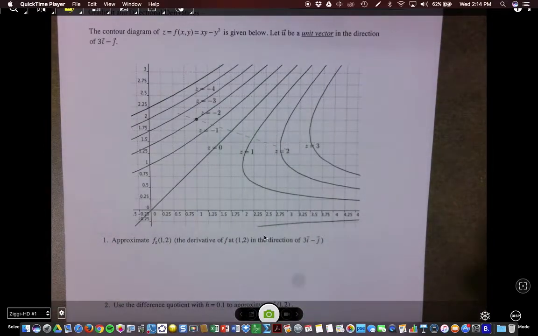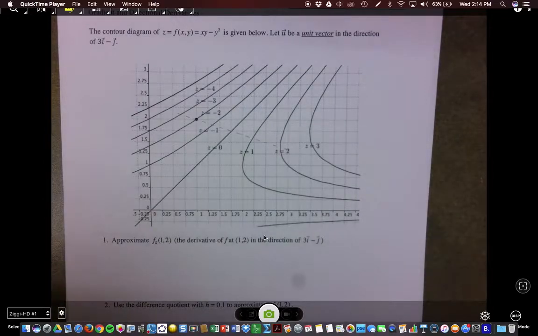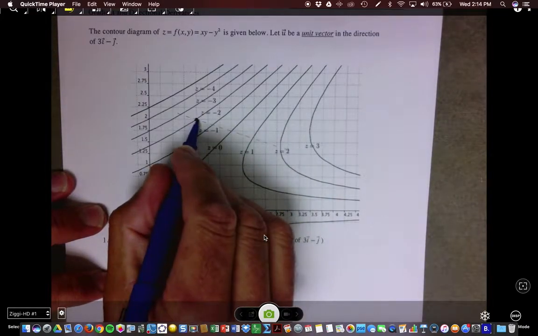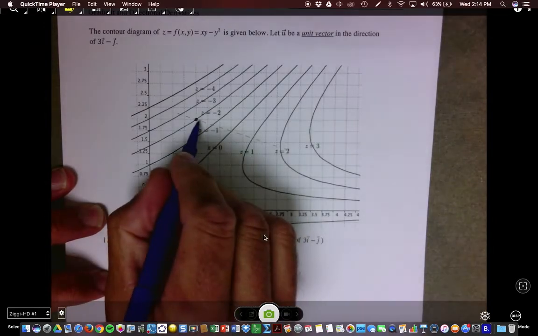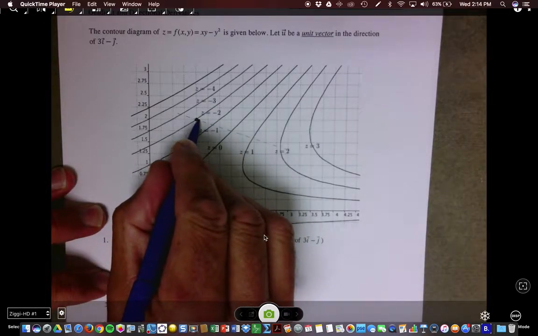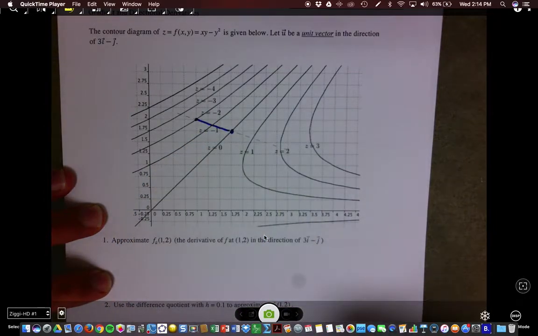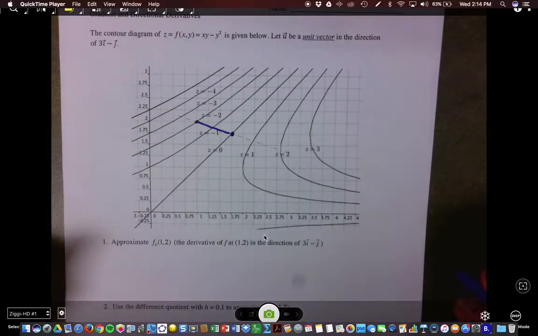The first part is to approximate from the contour diagram the derivative at the point 1, 2 as I move in the direction of 3, negative 1. I'm going to start at this point and move along this line until I find a convenient point to stop. I picked this on purpose, because it's a point on a contour, and it's also in the direction of 3, negative 1.